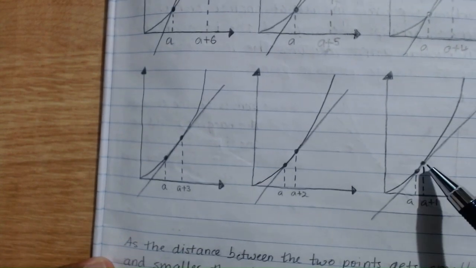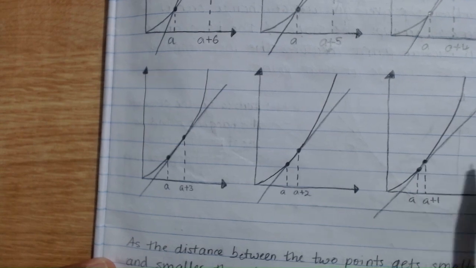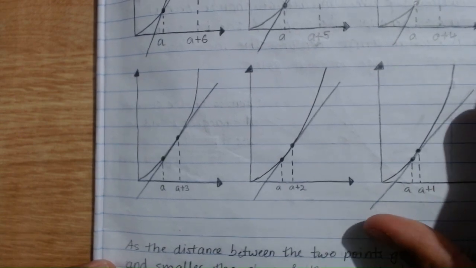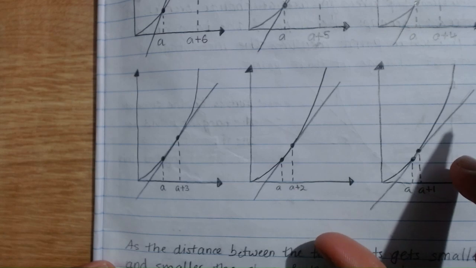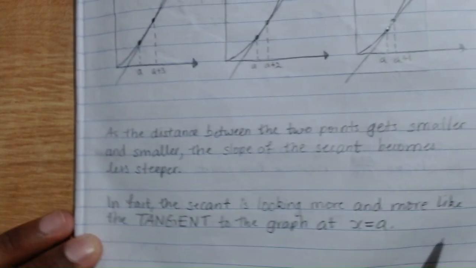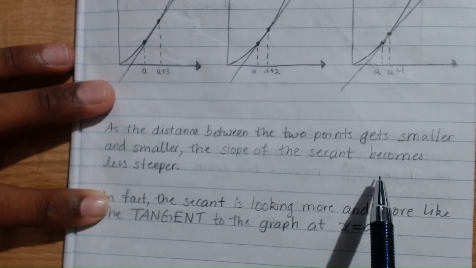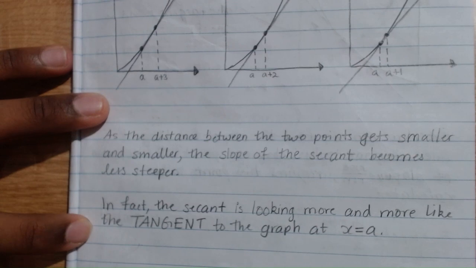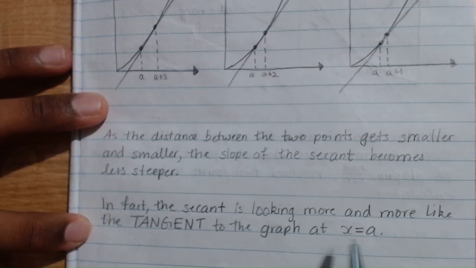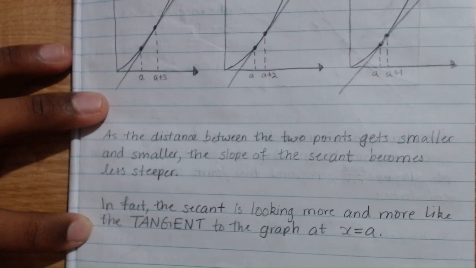So we can see that as the distance between the 2 points decreases, the secant line becomes more and more like something. It's approaching something. But what is it actually approaching? Well, as the distance between the 2 points gets smaller and smaller, the slope of the secant becomes less steep. In fact, the secant is looking more and more like the tangent to the graph at x equals a.